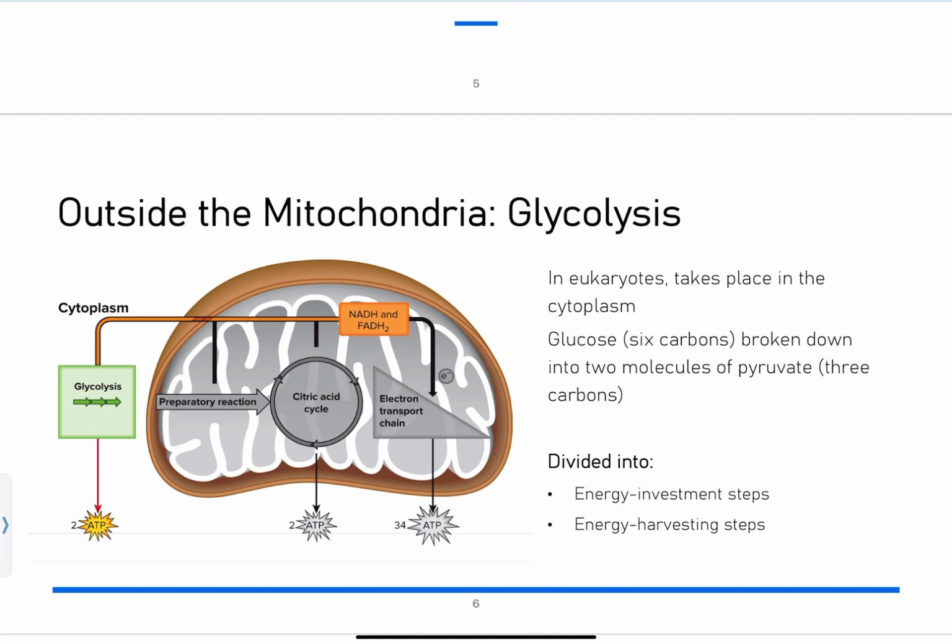You don't need to know all the individual steps, but you should be able to recognize that it is divided into 2 main phases and what those phases entail. So we have an energy investment phase and we have an energy harvesting phase.